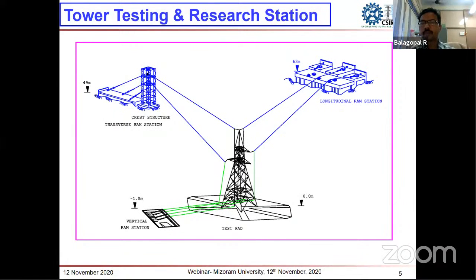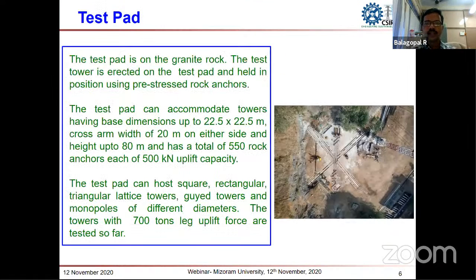Then we will replace the member with a higher section or higher grade of material. Then we will continue the testing. And this is the test pad. This is the top view of our test pad.